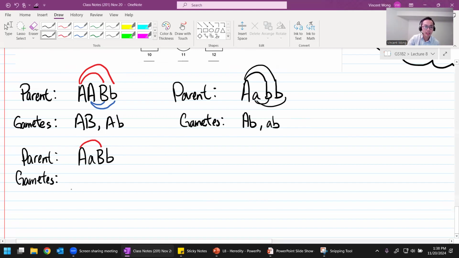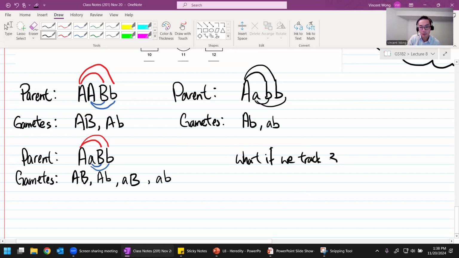So big A, big B, big A, small b, small a, big B, and small a, small b. Okay. Four different possibilities. Okay. What if we track three traits?